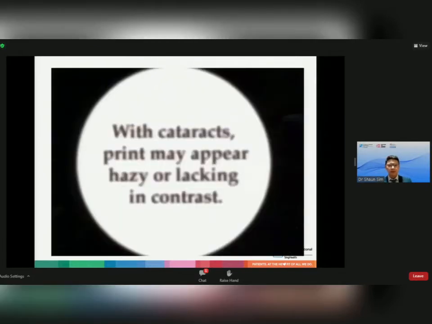Let's put things into perspective. A person with cataract may visualize something like this, and you can see here that the print is hazy or lacking contrast.